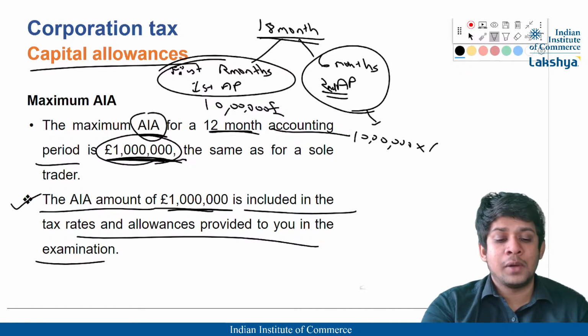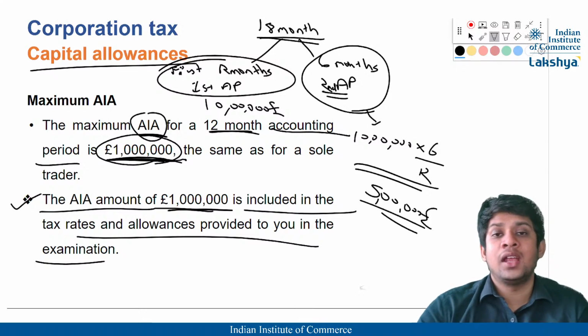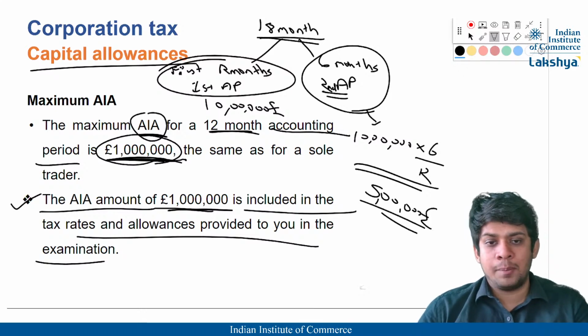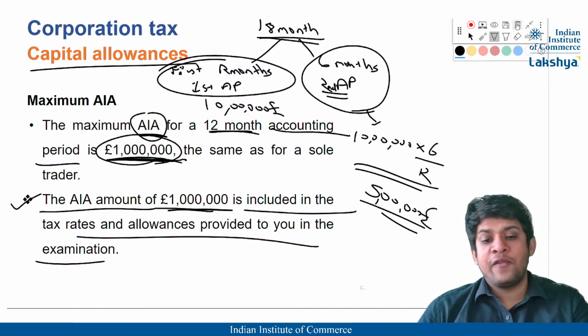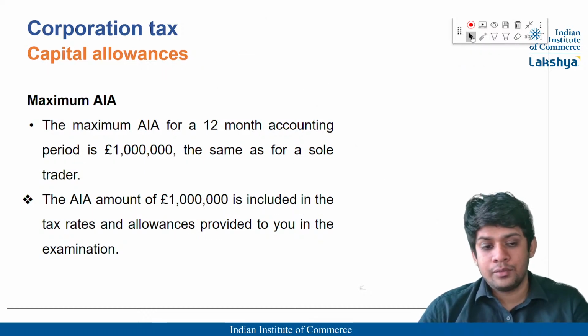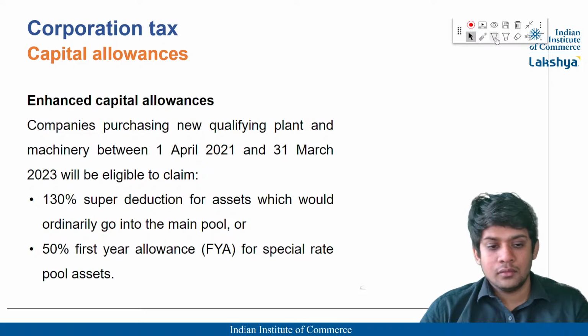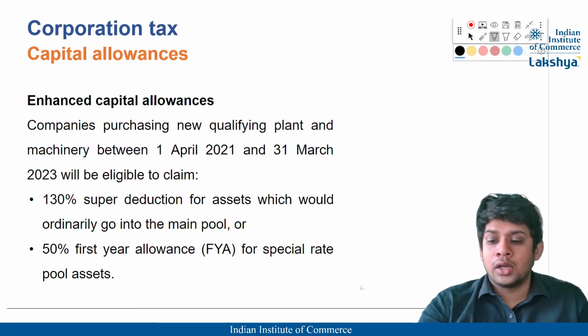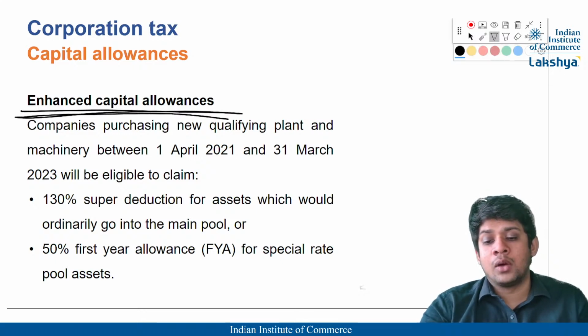That is going to be 1 million pounds into 6 divided by 12. So that means I will only get 5 lakh pounds as my AIA for the second accounting period. Okay. Also same goes with WDA. If in case WDA is 18%, so accordingly you will calculate with WDA. Okay. Now enhanced capital allowances.